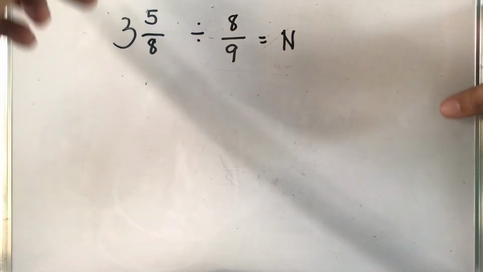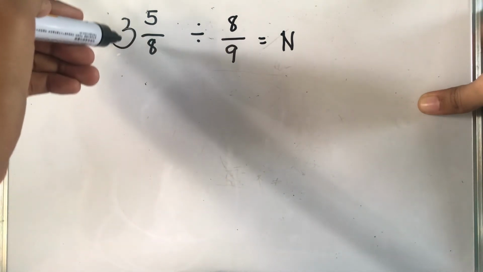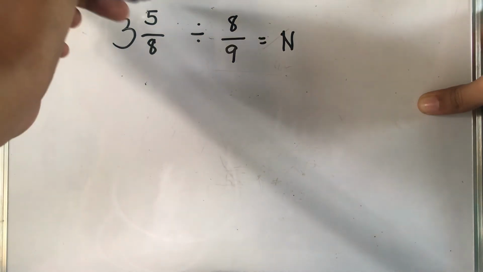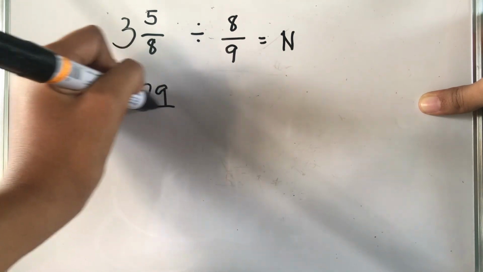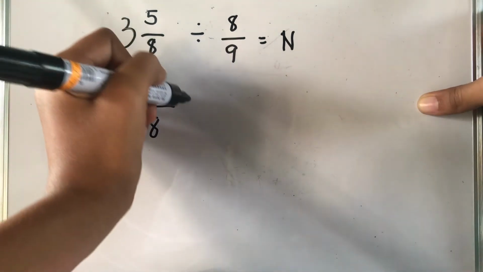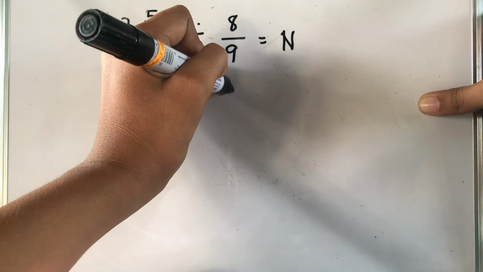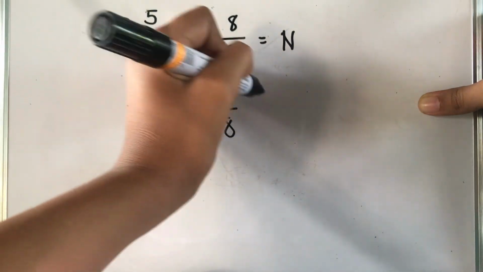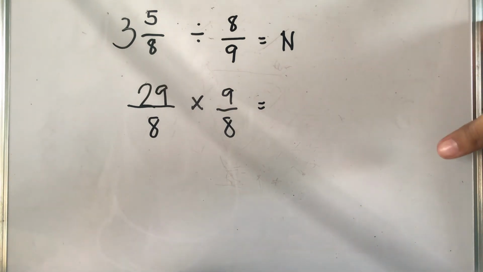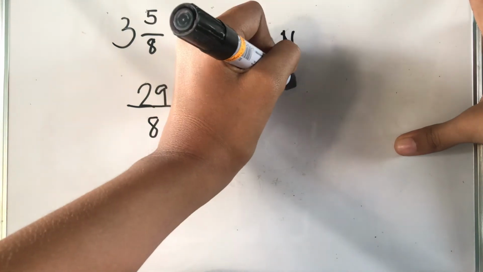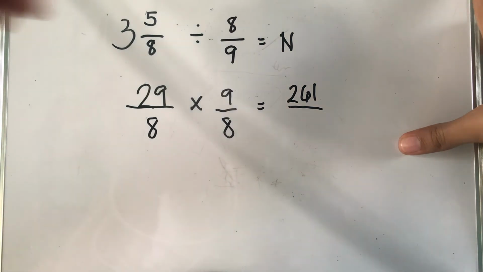Since this is a mixed number, we will first change it to an improper fraction. 8 times 3 equals 24 plus 5 equals 29. So we have 29, and then copy the denominator 8 and then multiply. Change this to its reciprocal, which is 9 over 8. And then multiply. 29 times 9 equals 261 over 8 times 8 equals 64.